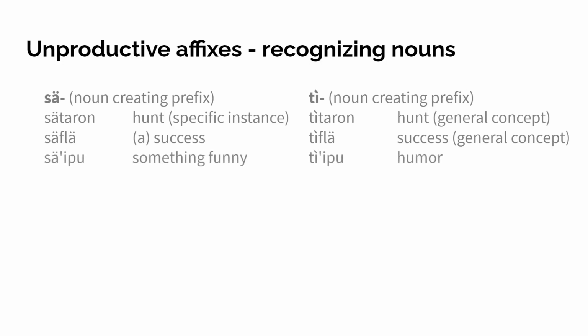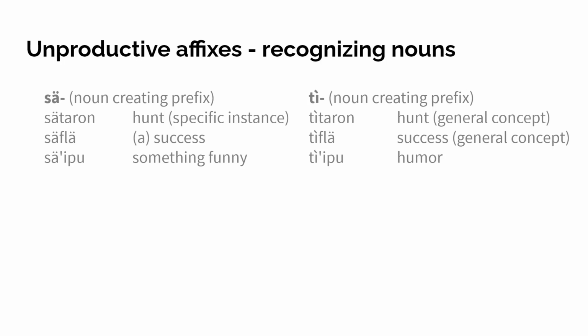And here we see the difference a lot more. Ipu means funny, it's an adjective. Se ipu is something funny. It can be a joke or whatever, or a certain situation that is funny. Te ipu, a lot more general, is humor in general. So here we see the difference a lot.